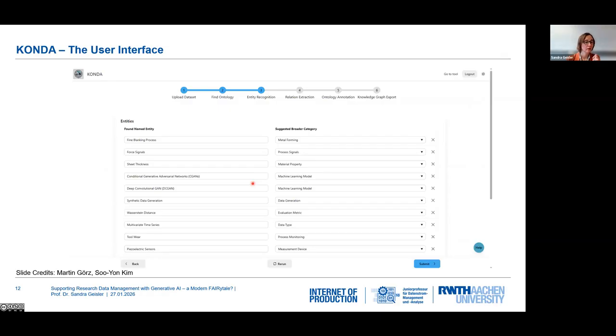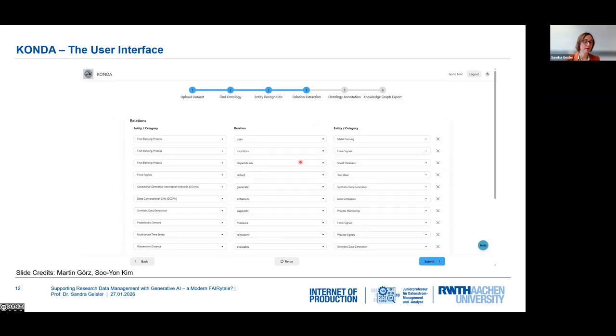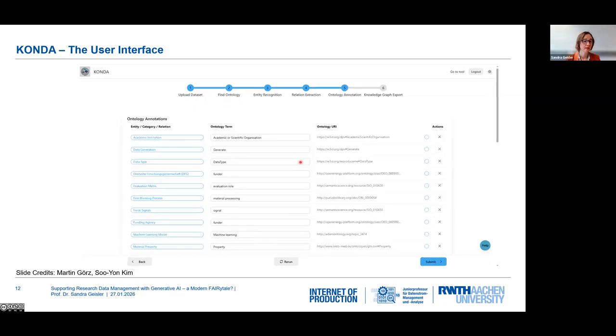And then you see here an example of what kind of entities. This is from the example we had from the production, from manufacturing. Here you see the entities identified and the broader categories, like metal forming and so on, which helps us then in exploration and searching in the knowledge graph, and the same for the relationships. And then in the end, you see how these entities and relationships are assigned corresponding URIs.